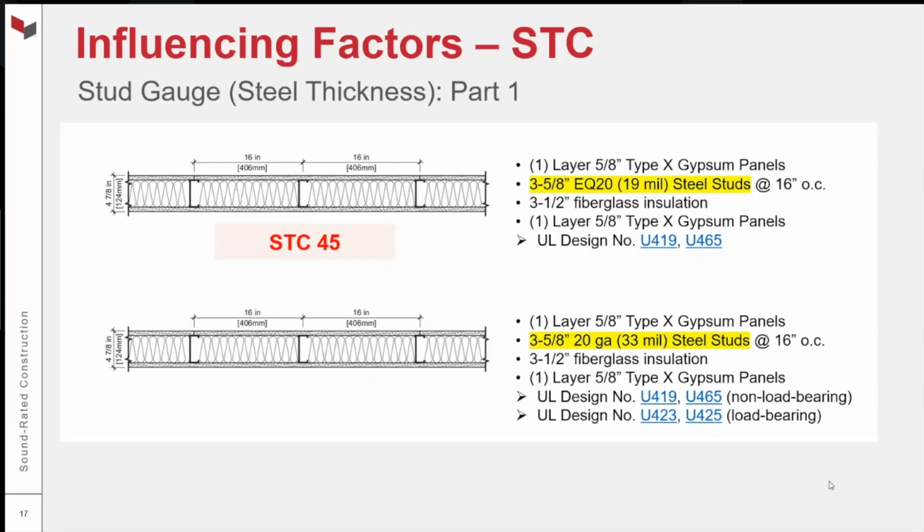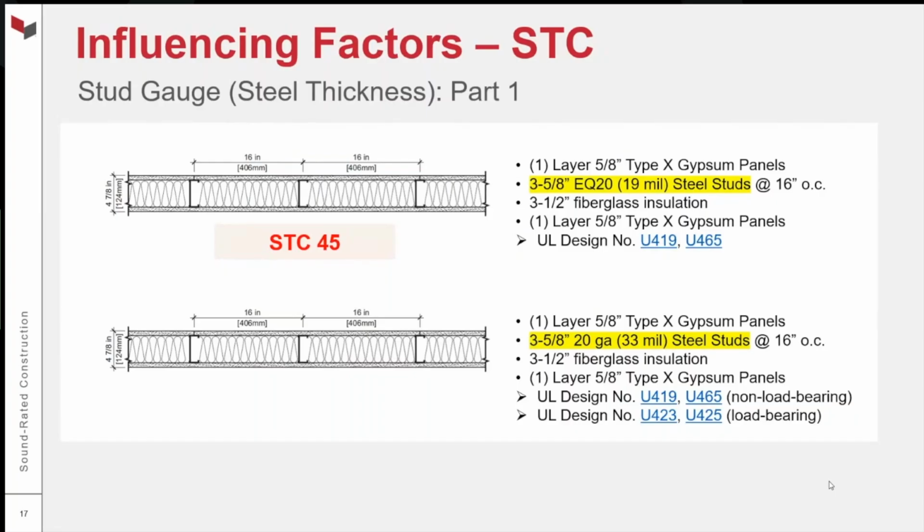And this is a common issue that I see all the time, where a partition schedule will list an STC rating for a wall type based on 25 gauge studs, 24 inches on center. But then that wall type, depending on where it is in the project, could be 30 feet tall, and it needs to be built with 16 gauge studs, 16 inches or 12 inches on center. And that dramatically changes the STC. So that's really what I'm getting at here.